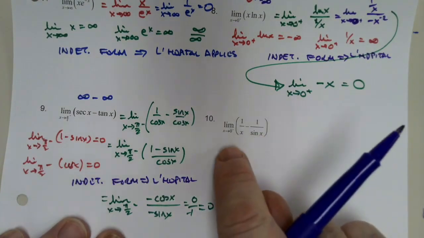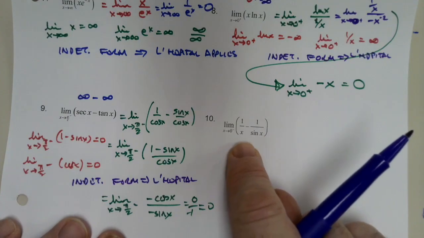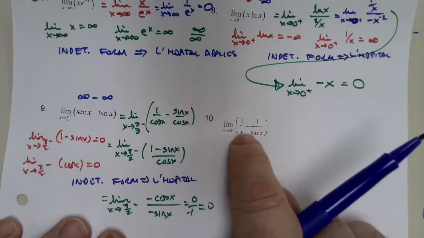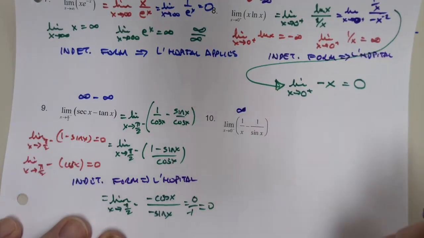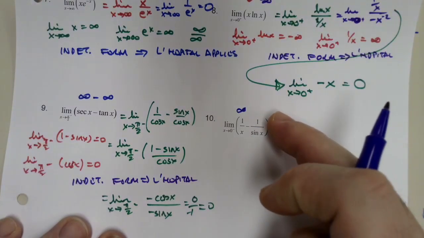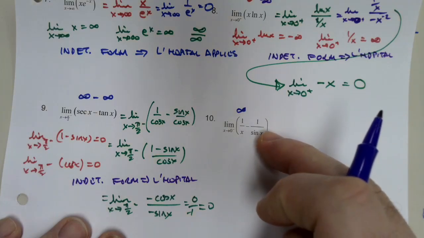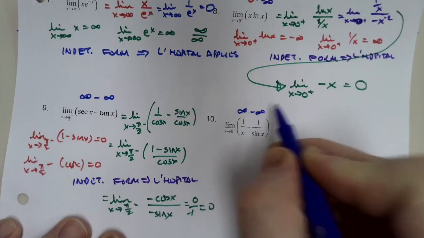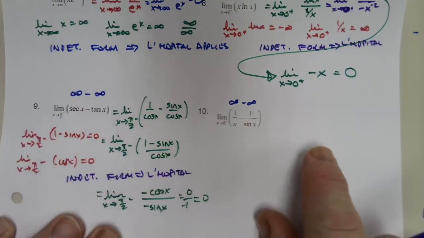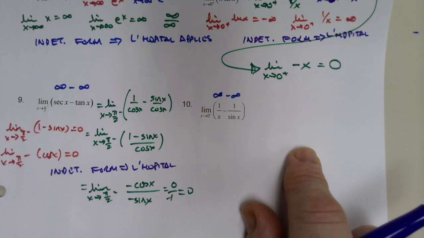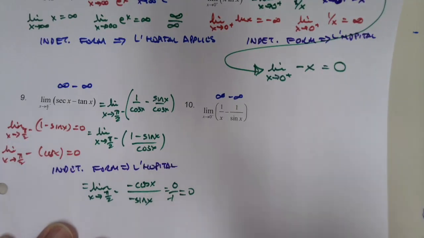In this one, as we go to 0, the denominator goes to 0, so this is going to give us infinity. And of course, the sine of 0 is 0, which gives us infinity. This is an infinity minus infinity, same thing we had over here. That's an indeterminate form. It could be 0, could be something else. We have to evaluate this. So a little bit of algebra first.